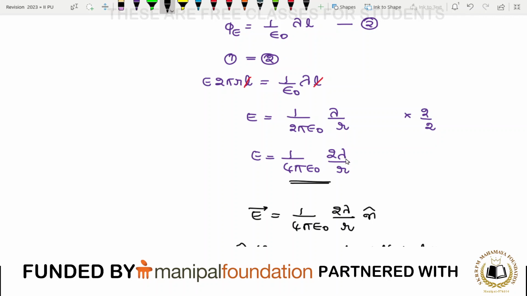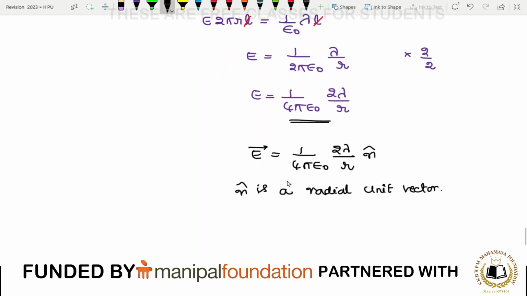So usual our constant is 1 by 4 pi epsilon naught. To get that one, multiply by 2 and divide by 2, it becomes 1 by 4 pi epsilon naught 2 lambda by R. If you want to write in vector form, you can write E vector equal 1 by 4 pi epsilon naught 2 lambda by R into n cap. n cap is a radial unit vector.